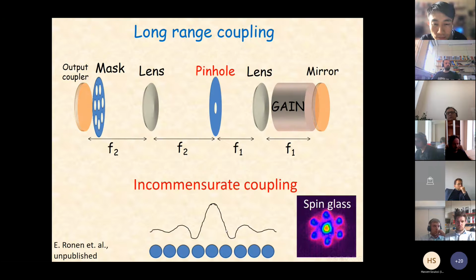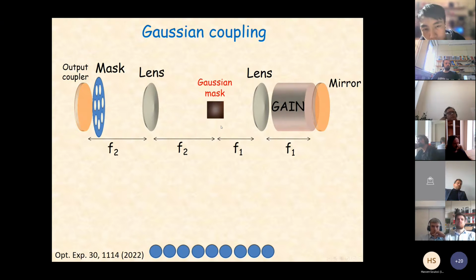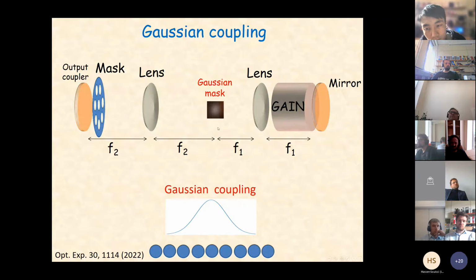Sometimes we don't like spin glasses. They are nice to play with, but sometimes you want something simpler, and you would like a coupling function that doesn't oscillate. And I remind you that this coupling function is just the Fourier of what we put here. So which function can you put here whose Fourier will not oscillate? It turns out there is just one function whose Fourier never oscillates. You know what it is? It's a Gaussian. So what we put here now in the far field of the lasers is a Gaussian mask that we buy from Thorlabs. And the coupling function is just the Fourier transform of the Gaussian mask. And in particular, it never changes sign.